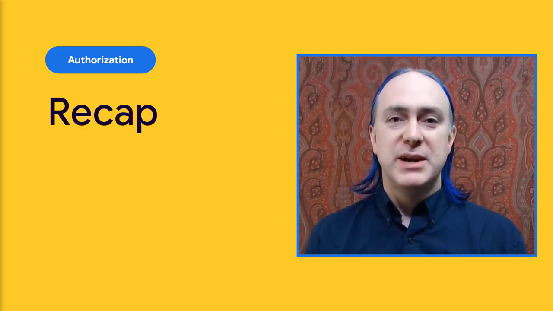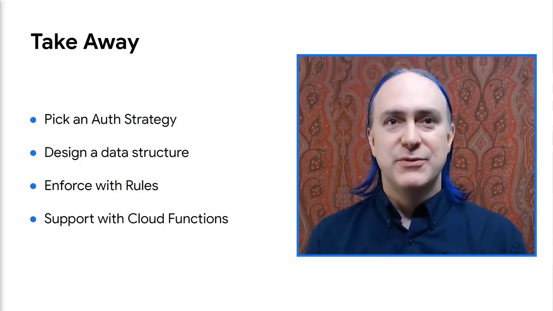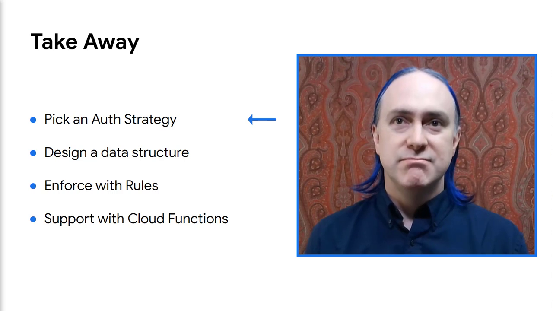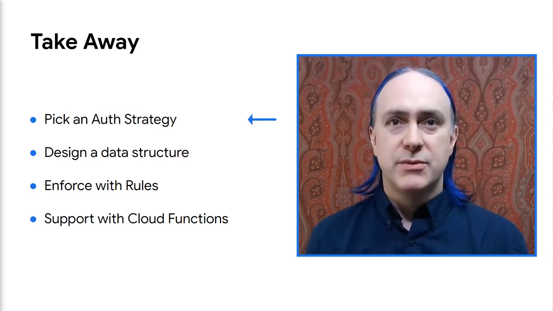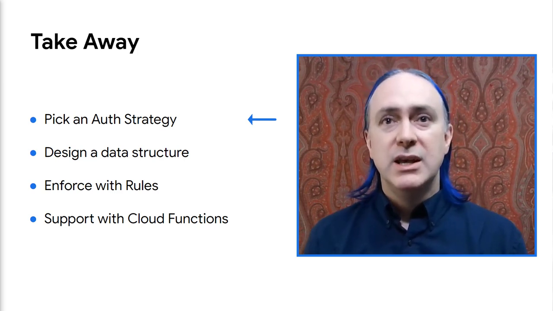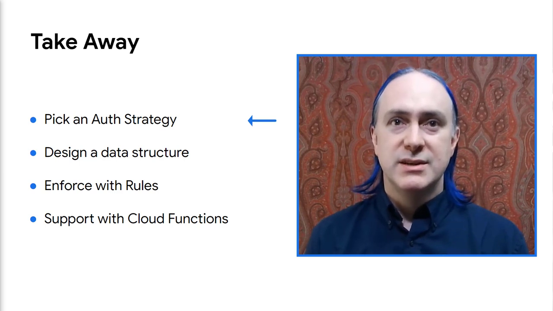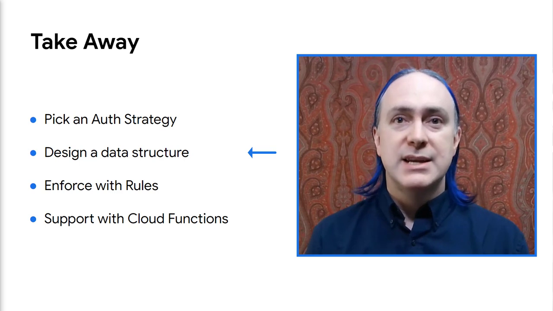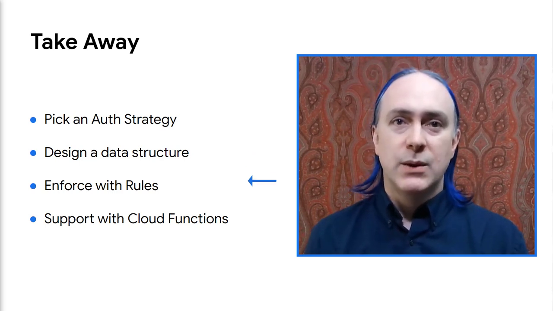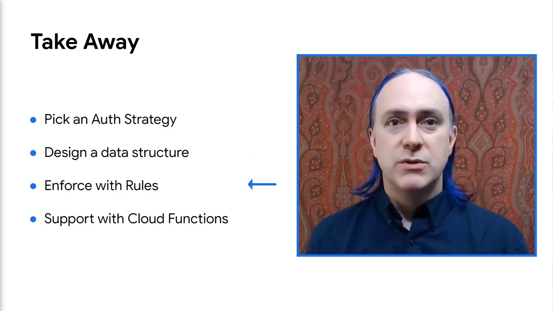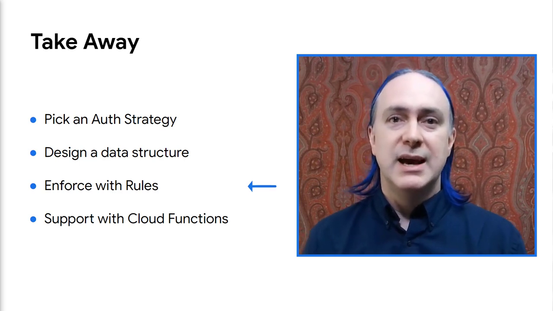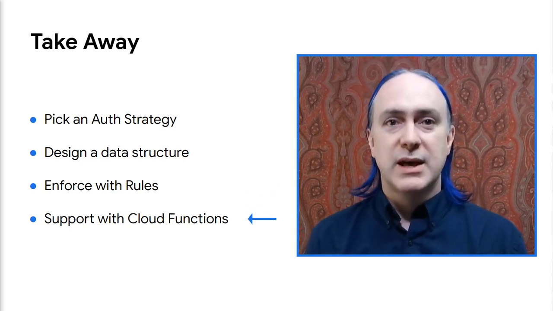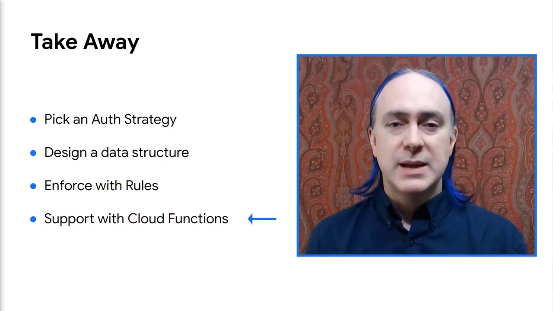This has been a lot of information, so let's take a moment to summarize. First, pick an authorization strategy: access control list, role-based authorization, or even something else. You can even use a combination of strategies. Select Firestore or Realtime Database, or both, then design a structure for your data. Follow up by writing the rules needed to enforce the permissions you have defined. And finally, support these rules with cloud functions where necessary, using the admin SDK.